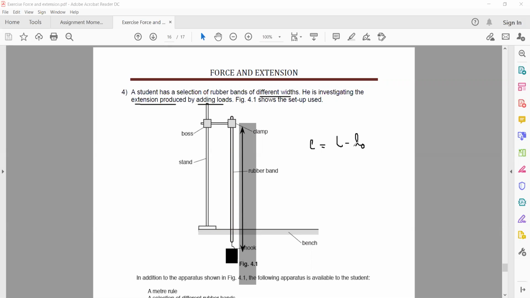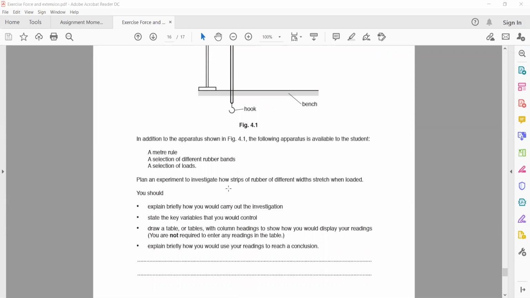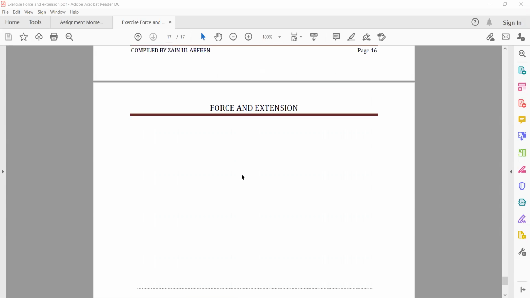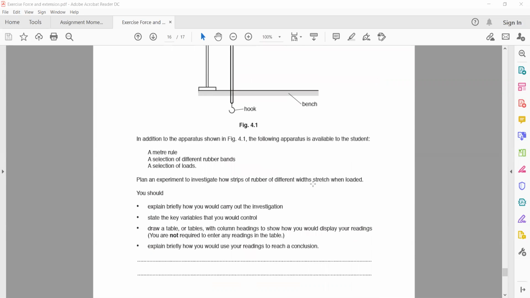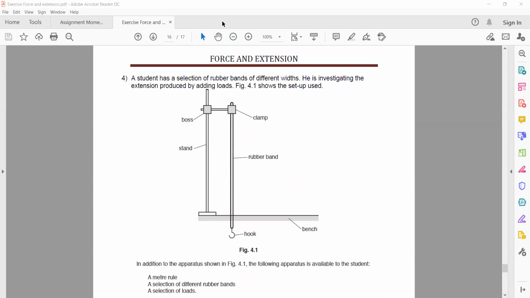So this was the planning of this experiment, how you carry out your investigation, the procedure you have to mention. State key variables that you would control. What you will control in this experiment, the variables for a fair comparison.